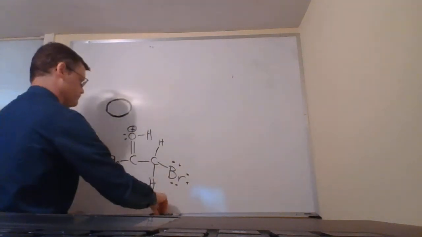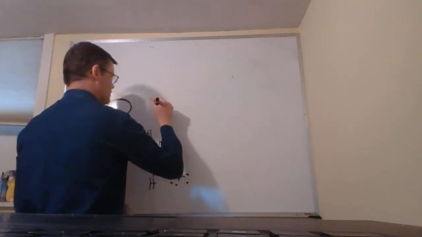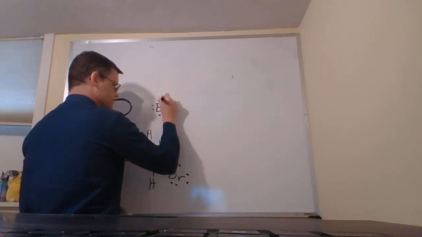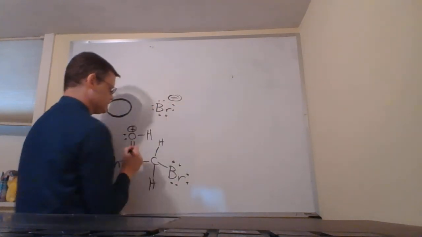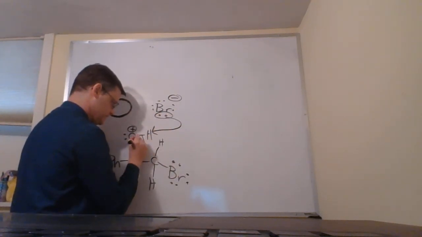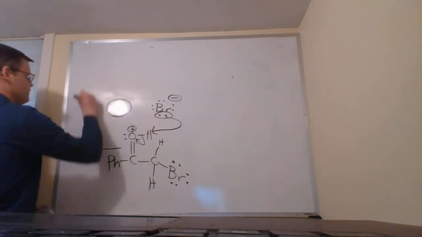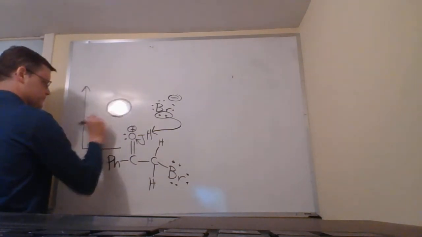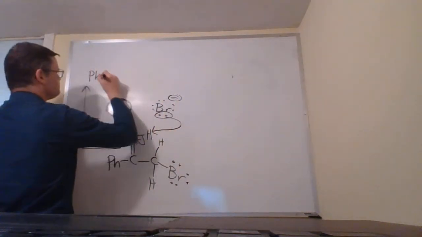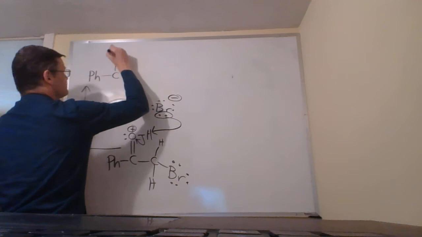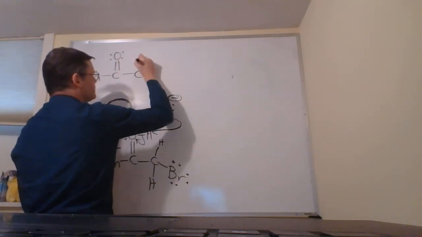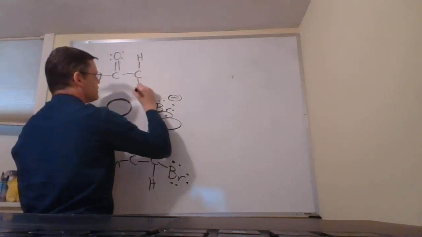And then we have one last step, and that's our bromide ion. In this case, it's going to come in, and we're going to remove this hydrogen, and we're going to do a final proton transfer. And that gets us to our alpha brominated ketone.